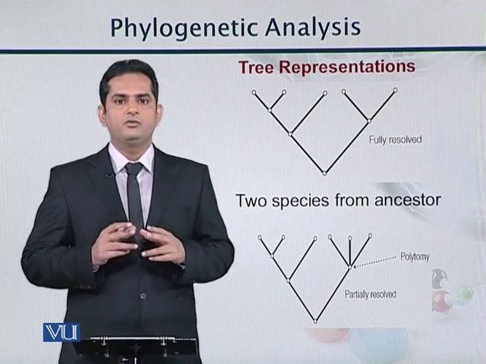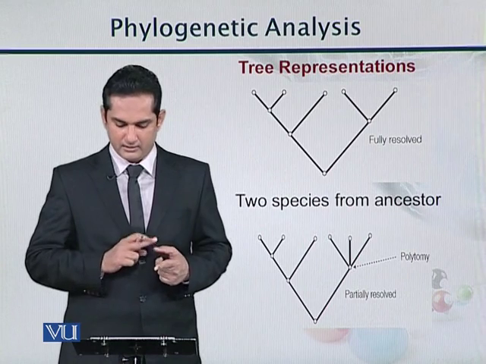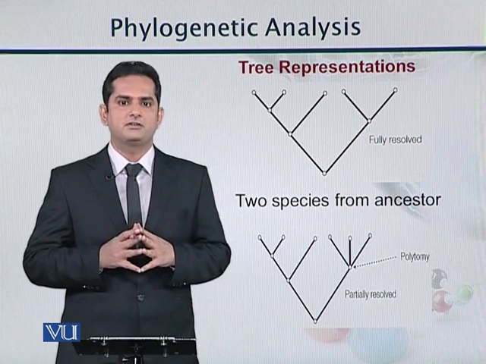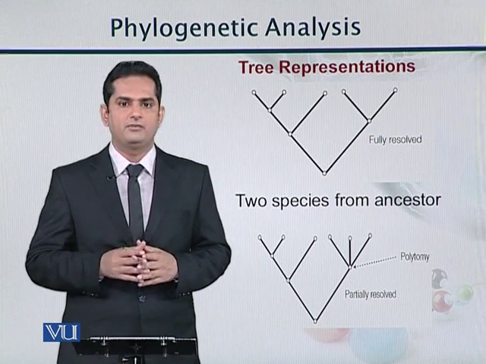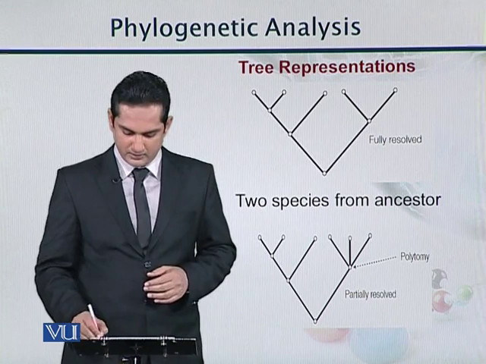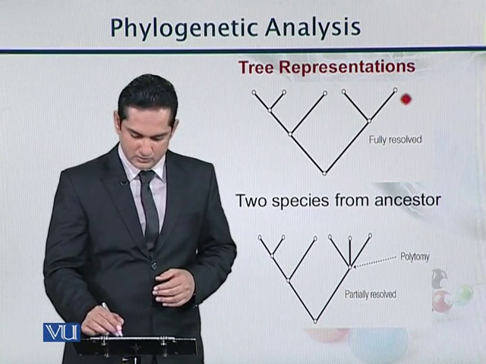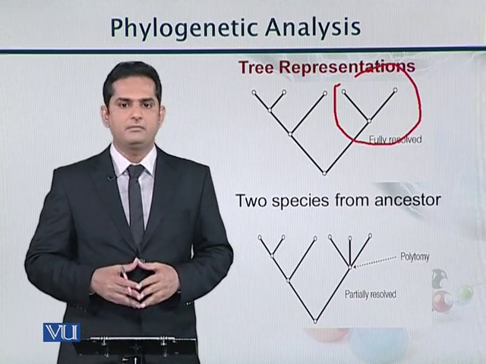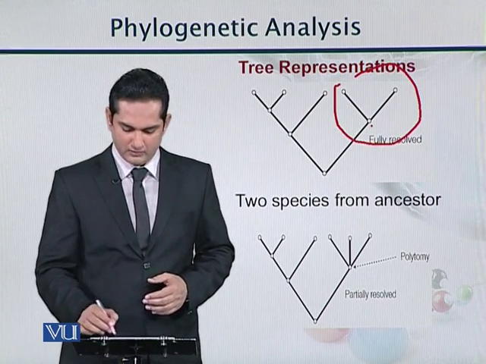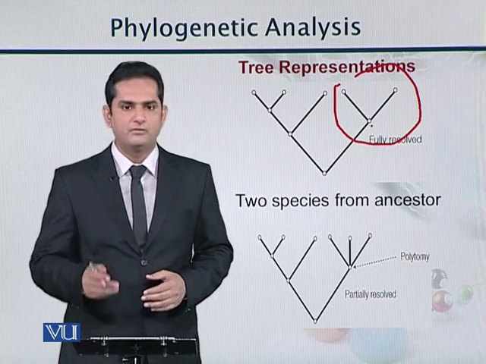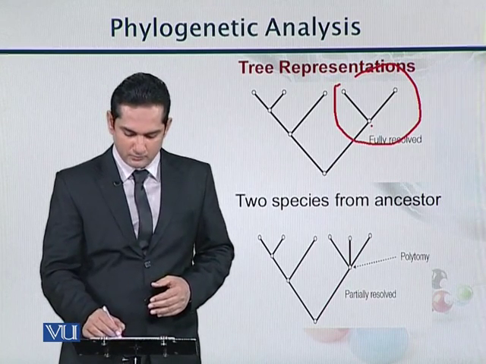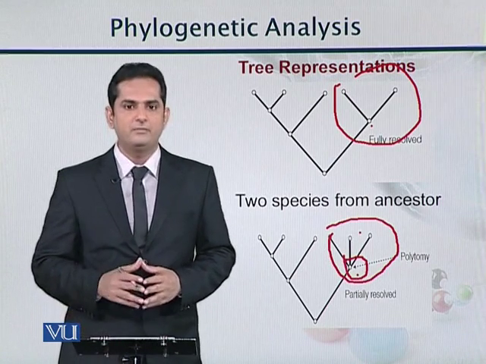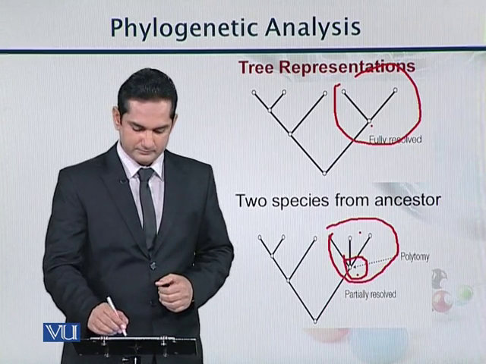Again, in tree representation there are two parts. One is a fully resolved tree and the other one is a partially resolved tree. If we have two species which are from a common ancestor, then we say that this is a fully resolved tree. If we see this figure, we have these two things which are from the same node shown here. So this is a fully resolved tree. On the other hand, for a partially resolved tree, we can have more than two children from one ancestor. This is shown here: this is one ancestor and there are more than two child nodes.